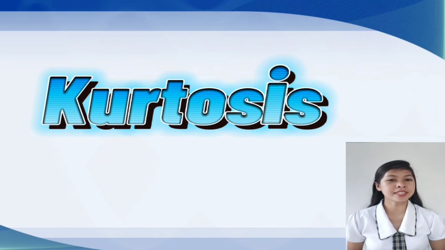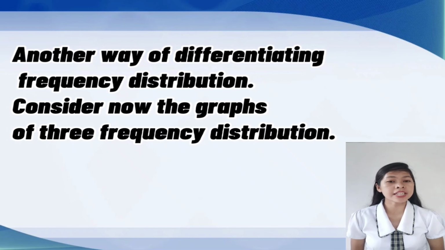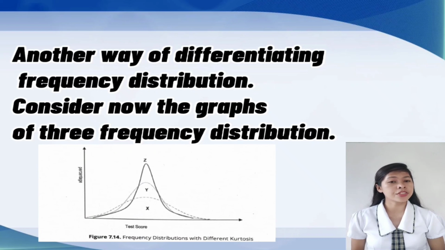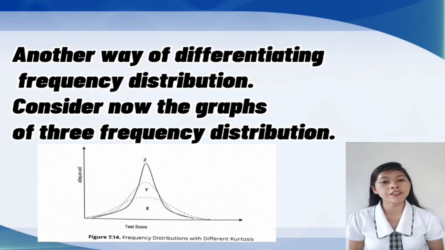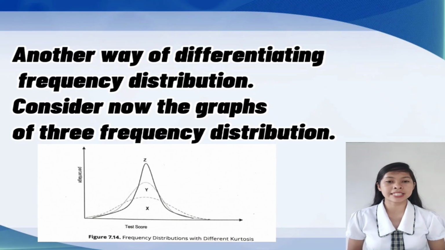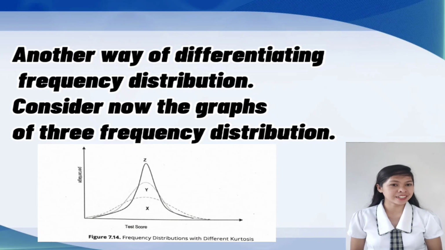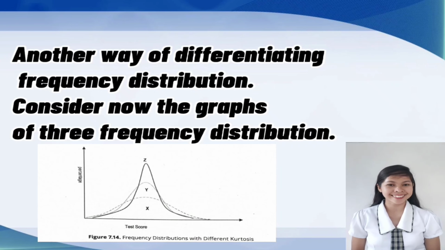Now, let's proceed to kurtosis. It is another way of differentiating frequency distributions. Consider now the graphs of three frequency distributions. This is figure 7.14, frequency distributions with different kurtosis. We will find out what kurtosis is and what the three types are, as you can see in the graph by the different lines with different letters.